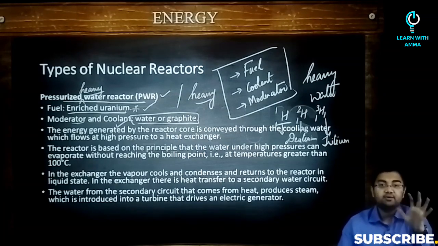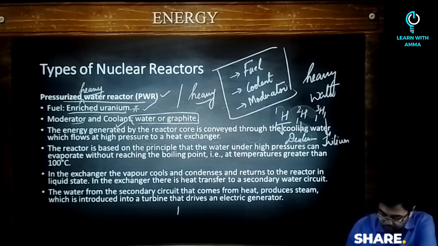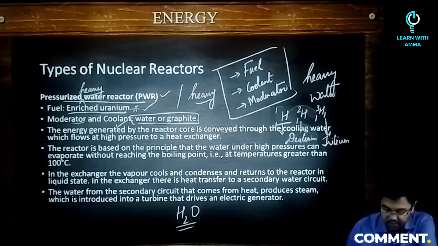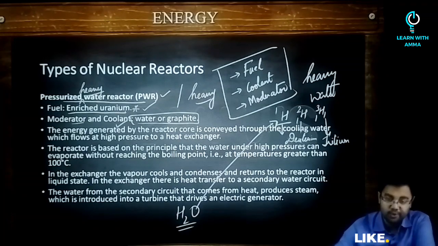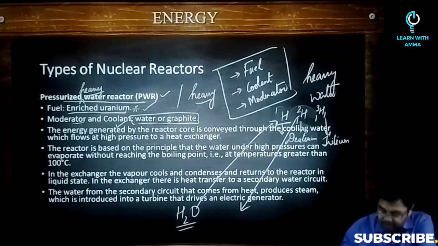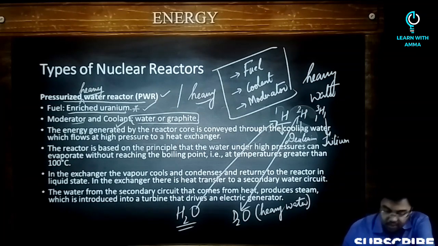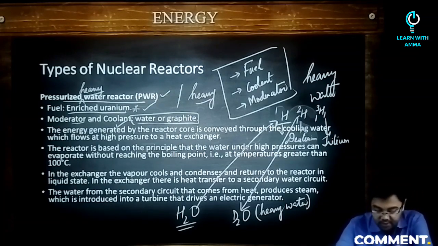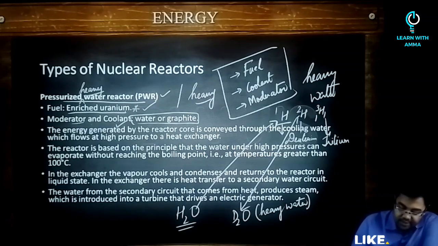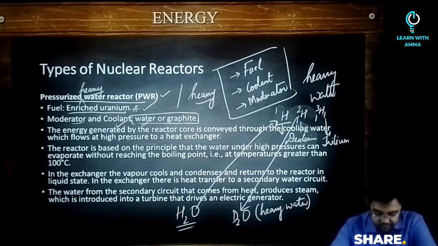So under normal circumstances, what you know water as is H2O, right? Which is the normal water. But instead, if this isotope of hydrogen is used, then you get something called D2O, which is called heavy water. So in this type of nuclear reactor, we will use heavy water instead of normal water. So the moderator and coolant would be water or heavy water depending on which kind of nuclear reactor you are using.